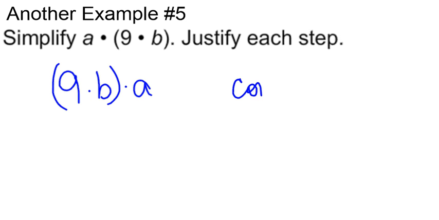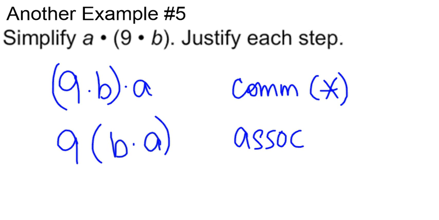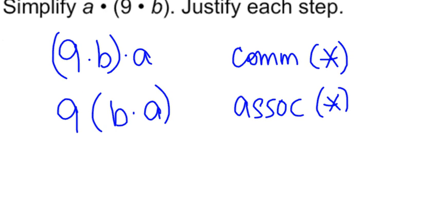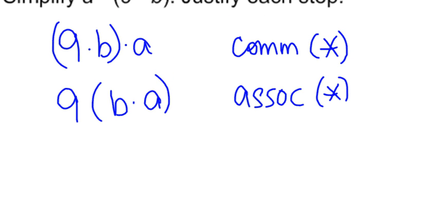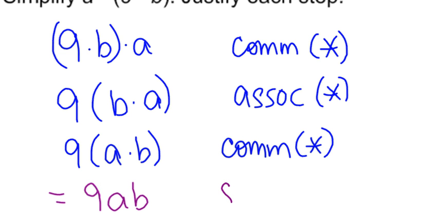So reordering, again, is the commutative property of multiplication. Then I'm going to group the numbers that I want to multiply. So 9 times b times a, and that's the associative property of multiplication. What I'm going to do is something a little extra. When we're multiplying variables, we like to keep them in alphabetical order. So I'm actually going to change this to 9 times a times b. And we can do that because of the commutative property of multiplication. So now all I'm left with is just 9 times a times b, and that equals 9ab. And that's when we simplified it.